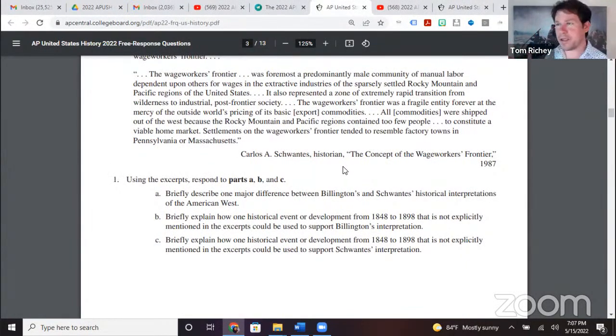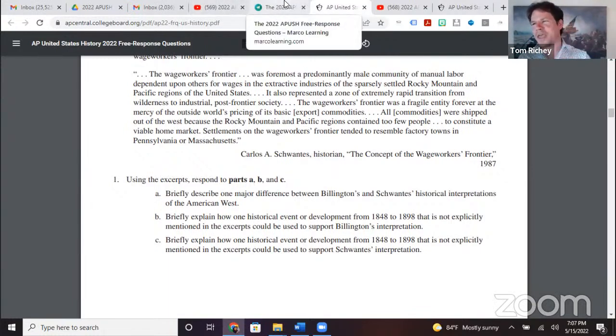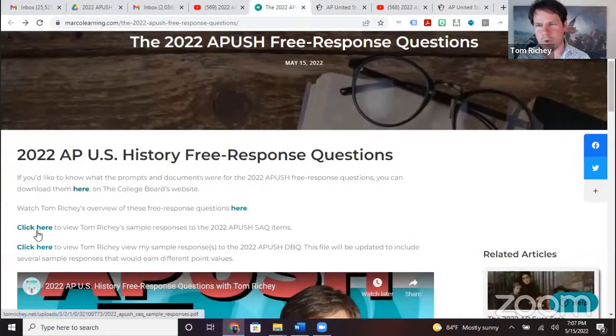Now, another thing to think about is just because the DBQ was in a certain era, it can come in the same era next time. So never think, oh, this can't be it. So that's one lesson we're learning here.